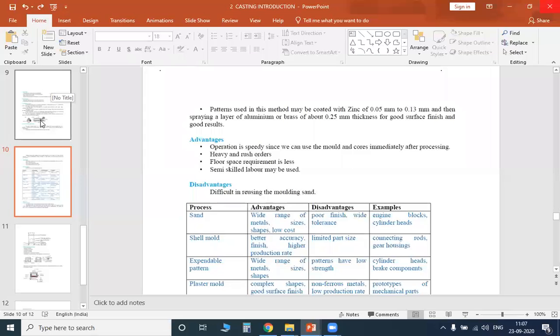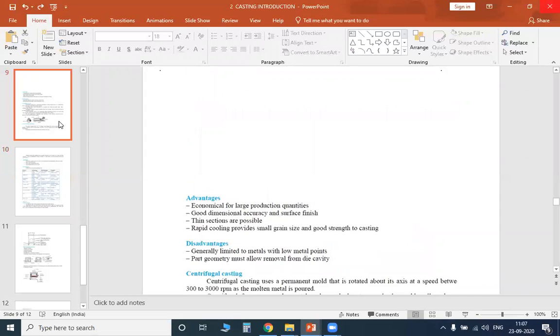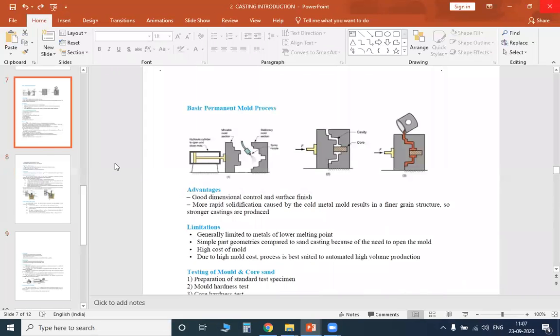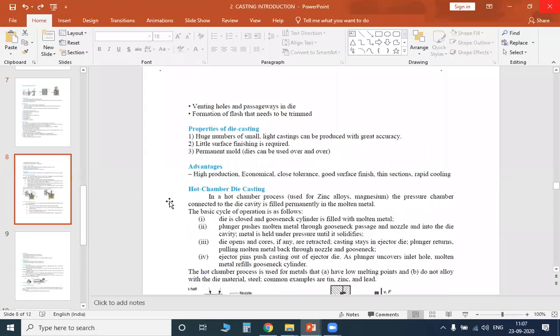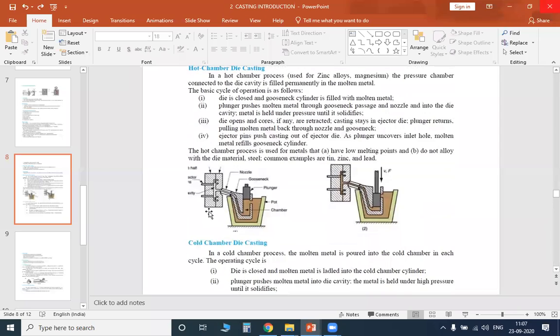So in yesterday's class, we completed the hot chamber die casting. Today's class, we will start the cold chamber die casting. I will share my screen. So we have seen the hot chamber die casting.